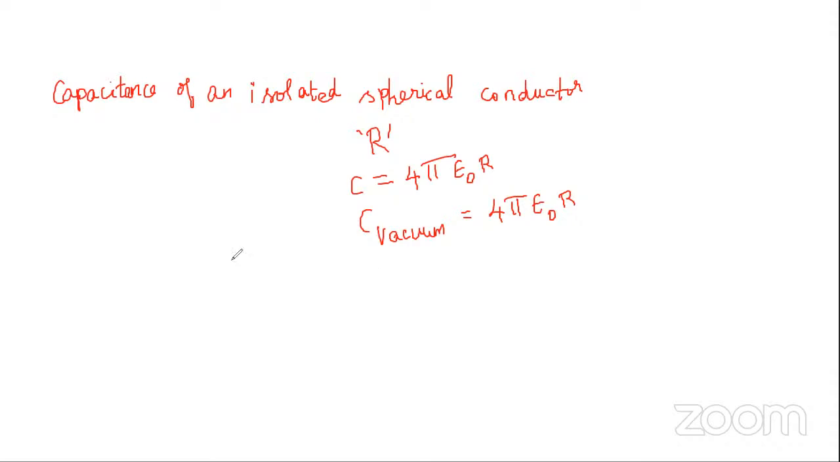But when you keep that conductor in any other medium, the capacitance of the spherical conductor in the medium is given by 4 pi epsilon 0 into K into capital R. What is the meaning of K? K is nothing but the dielectric constant.